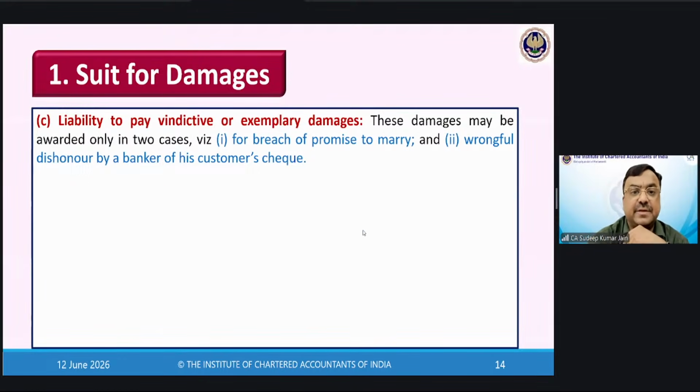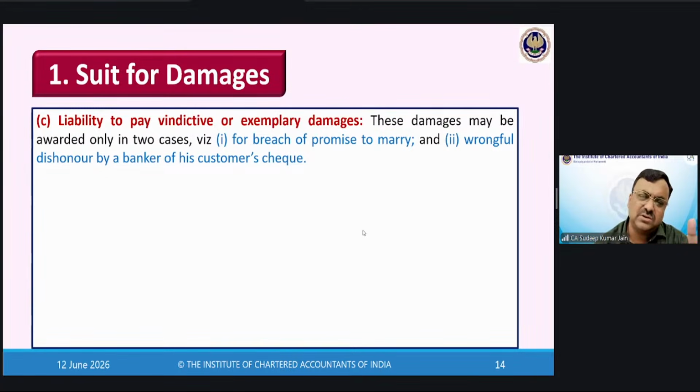Vindictive or exemplary damages. Please note down these damages are awarded only in cases of breach of promise to marry and wrongful dishonor by the banker of his customer's check, where the loss value cannot be estimated. In case of breach of promise to marry, the loss cannot be evaluated. In case of wrongful dishonor by the banker of a customer's check, the loss of the customer's credit cannot be valued.